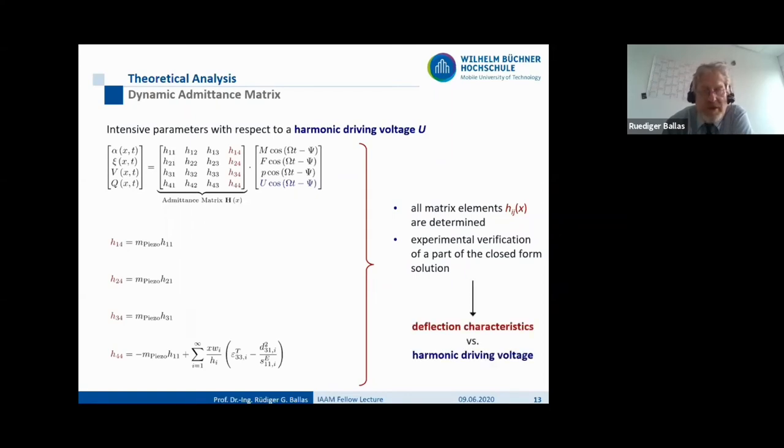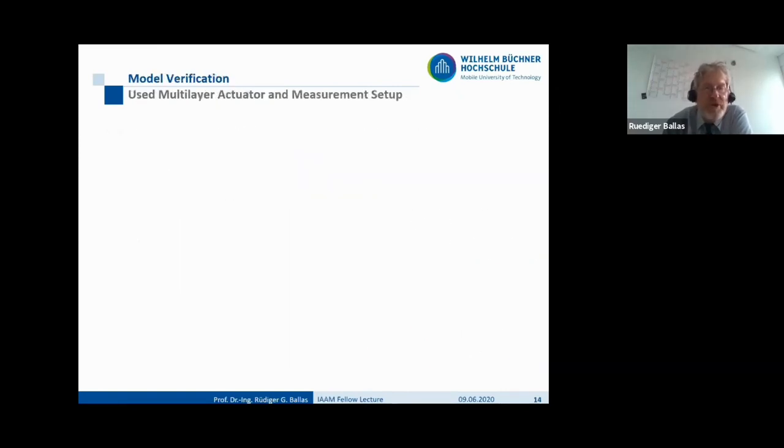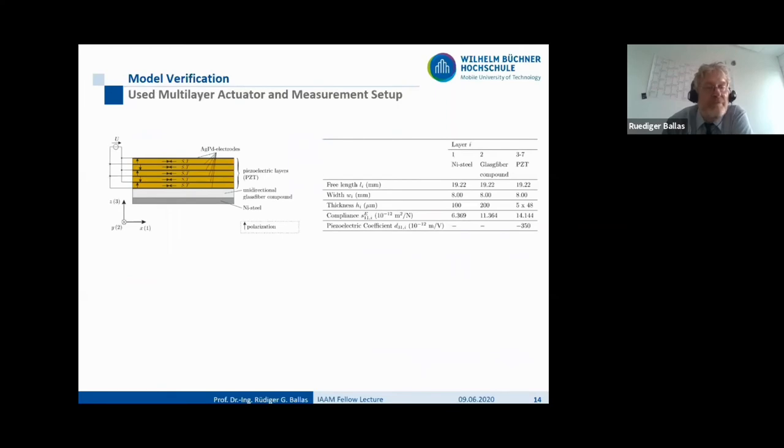What I chose were deflection characteristics versus harmonic driving voltage. I will show you the measurement setup. Just like in the beginning, you see here a real piezoelectric actuator consisting of five piezoelectric layers, which are only 48 microns thick. It's a very special technique we use to realize these actuators, and they are today used in pneumatic valves for the control and regulation of pressures, maybe in automotive systems, and so on.